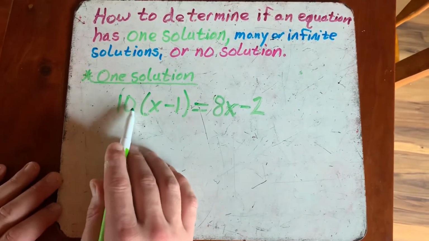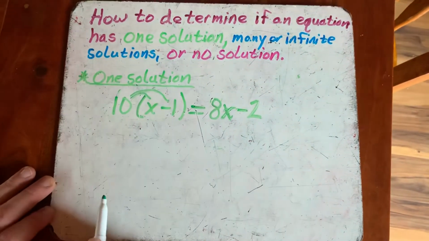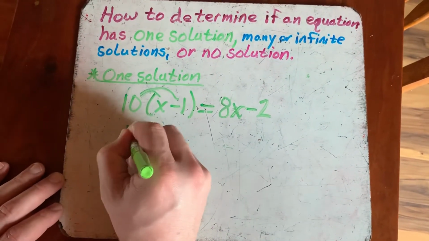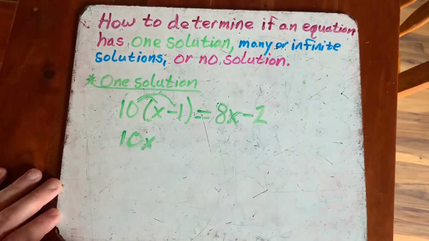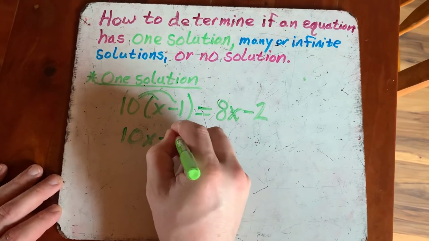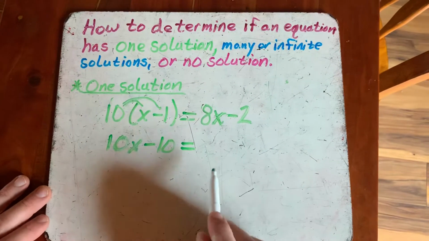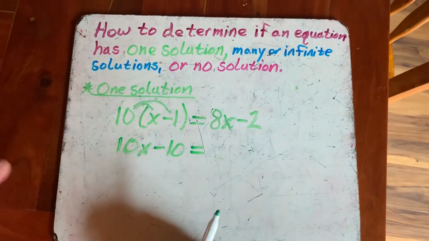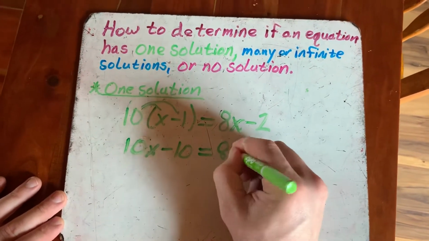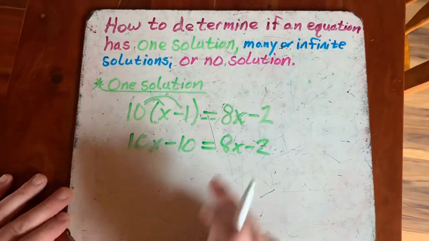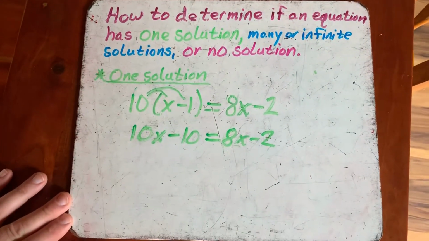On this side I have x minus 1, which I can't simplify, so I go right to the distributive property. 10 times x is 10x. 10 times negative 1 is negative 10. Got my equal sign. Now look at the right side: 8x minus 2. I cannot combine those because they're not like terms. One has an x on it, the other one doesn't. So I just bring that down: 8x minus 2.